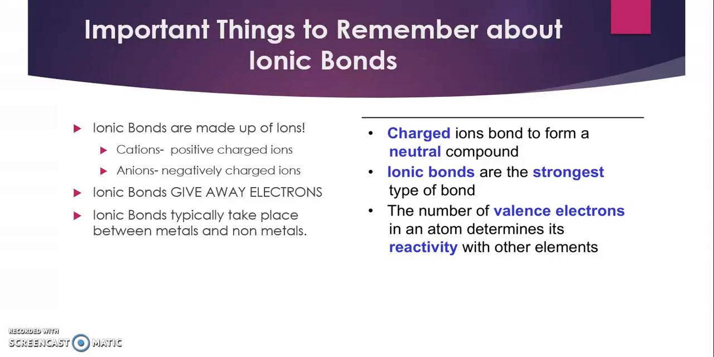Remember, we want it to be stable. We want it to be happy. We don't want it to have this extra electron or a hole where an extra electron can go. We want it to be stable. We want it to be neutral. Ionic bonds are the strongest type of bond, and the number of valence electrons in an atom will determine how reactive it can be to another element.